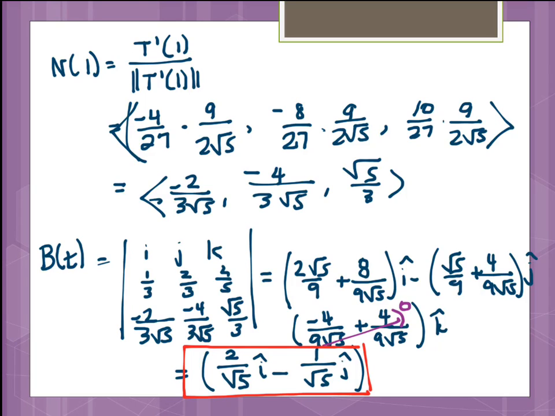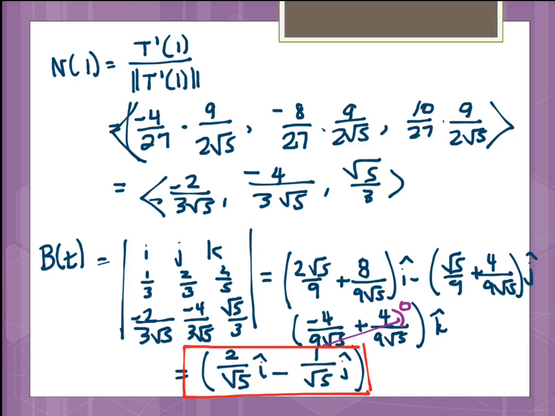Now let me just sort of prep the environment for what we're going to do on this last problem. The idea is that for each point on a curve, the plane that passes through that point and is determined by N of t and B of t is called a normal plane. And for each point on the curve, the plane determined by T and N is called the osculating plane. So we're looking at this osculating plane.